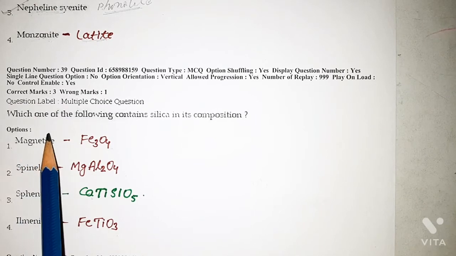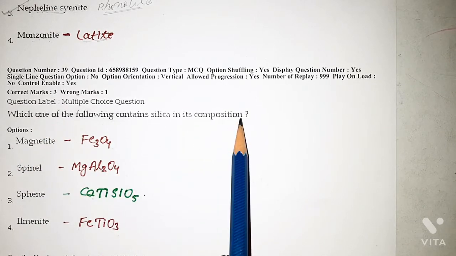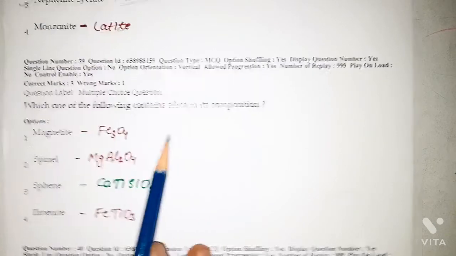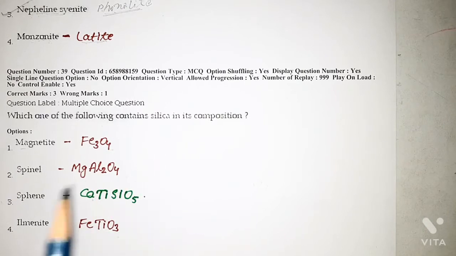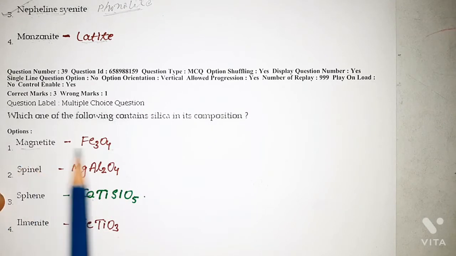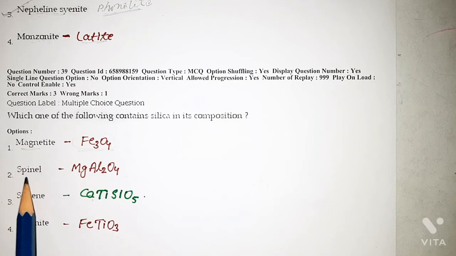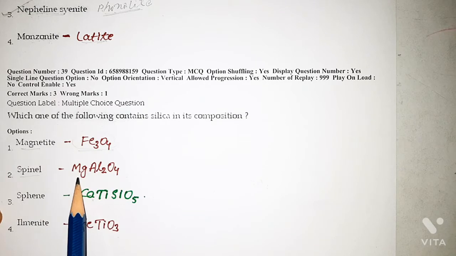Next question says, which one of the following contains silica in its composition? To answer this question you should know the composition of all these four minerals, that is magnetite, spinel, sphene and ilmenite. The composition of magnetite is Fe3O4. This is iron oxide and it is the most important ore of iron. Next is spinel. Composition of spinel is MgAl2O4.